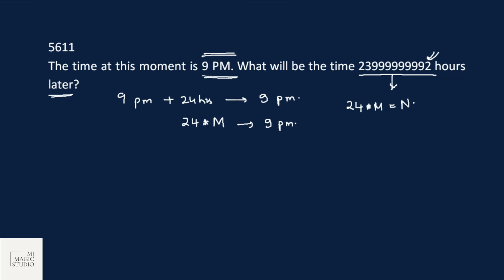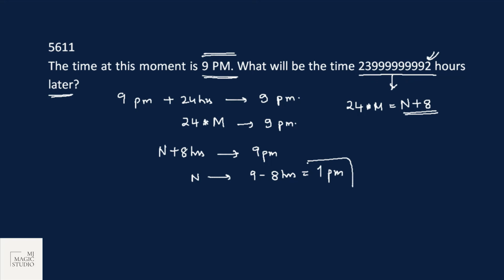Suppose this number is n. If I add 8 to it, it will become 24 times m. That means this is n plus 8. So after n plus 8 hours, the time will be again 9 p.m. After n hours, the time will be 9 minus 8 hours, that is 1 p.m. In the box given, we'll type in 1, because PM was written here. Type in 1 and move to the next question.